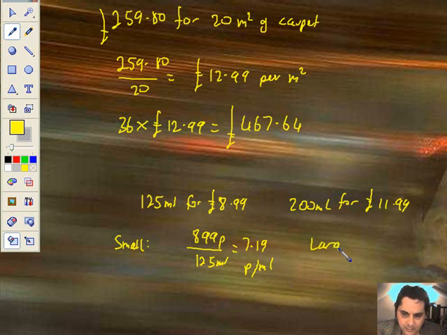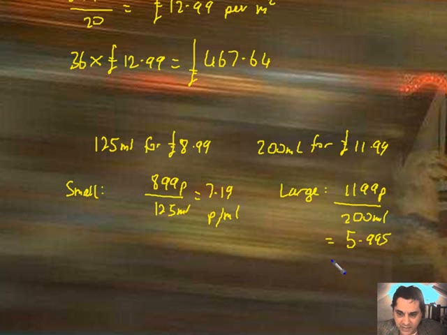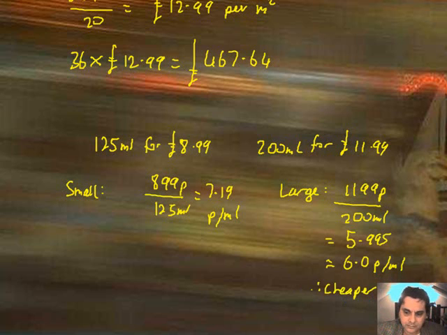Let's go for the large one. I've got 1199 pence. Divide that by 200 millilitres. We're getting an answer right now. So 1199 pennies divided by 200, and that's going to come to 5.995. Let me just write it down anyway, and that's going to be roughly 6.0 pence per millilitre. So which is cheaper? Well, clearly the larger one is cheaper. I'll write the word cheaper here, and it is therefore cheaper per millilitre, and therefore cheaper overall.